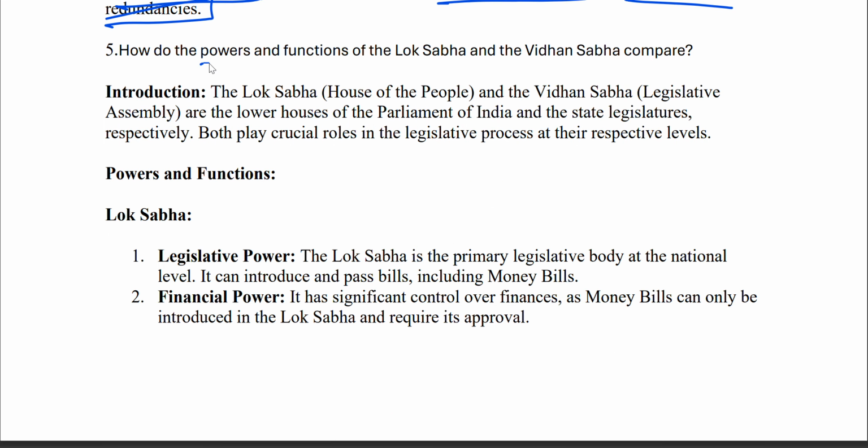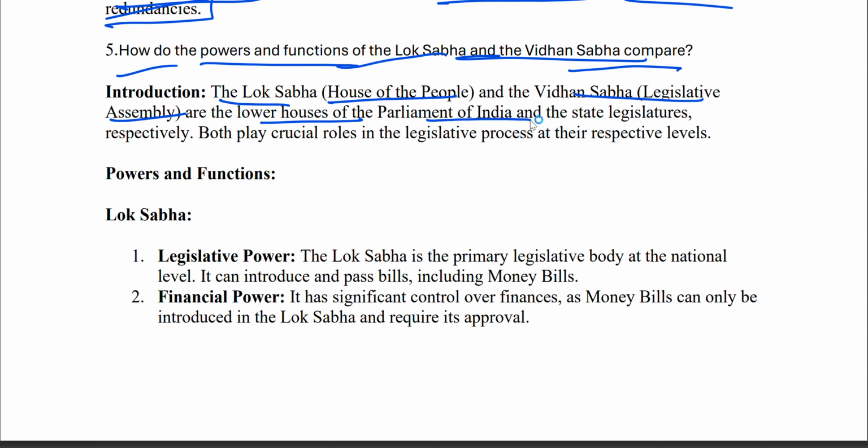How do the powers and functions of the Lok Sabha and Vidhan Sabha compare? Lok Sabha is the house of the people and Vidhan Sabha is the legislative assembly, the lower houses of the parliament of India and the state legislatures. They play a crucial role in the legislative process. They have legislative power and also financial powers.